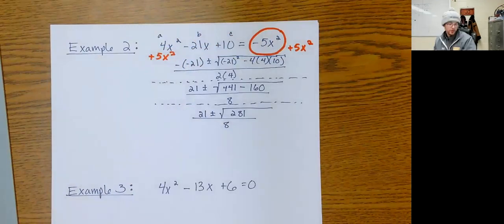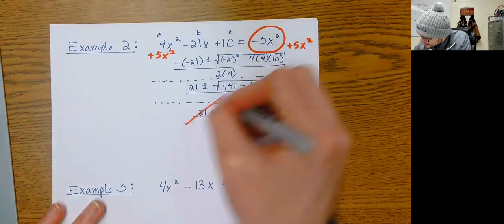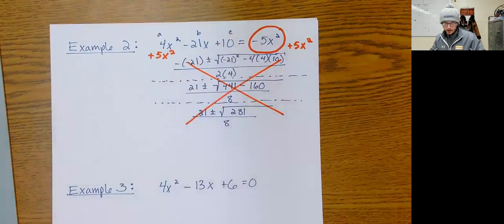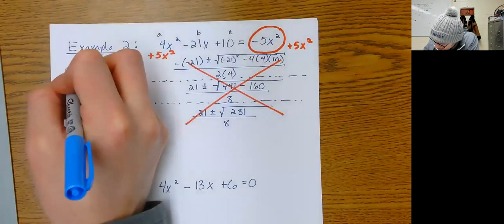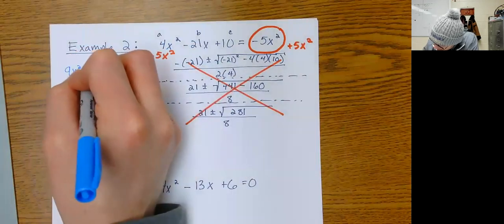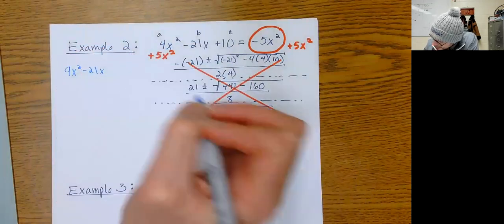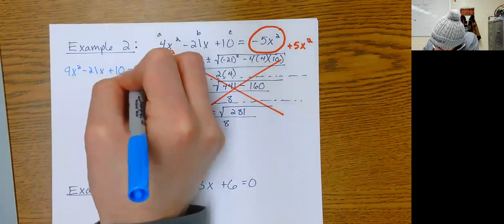and start this whole thing over again, because why not? I'm going to do it in a different color though, so nobody gets confused. So let's cross out all of this and let's go with blue. So I'm going to get 4x squared plus 5x squared is going to be 9x squared minus 21x plus 10. And it's now set equal to 0.